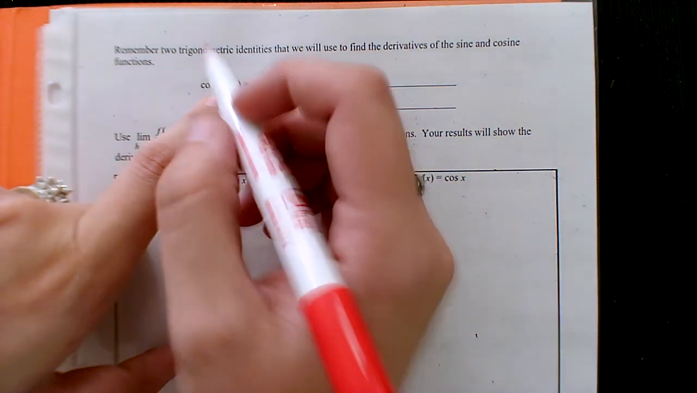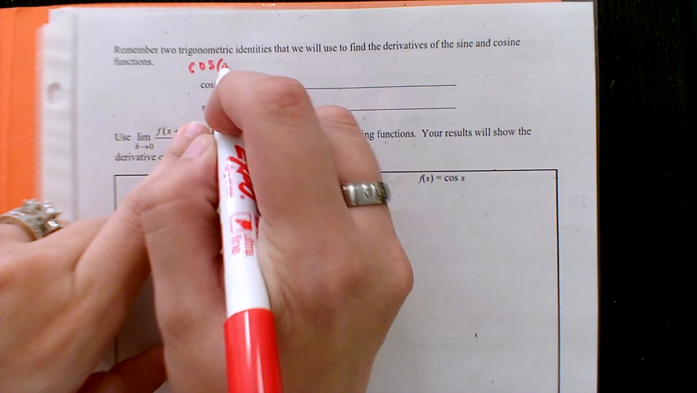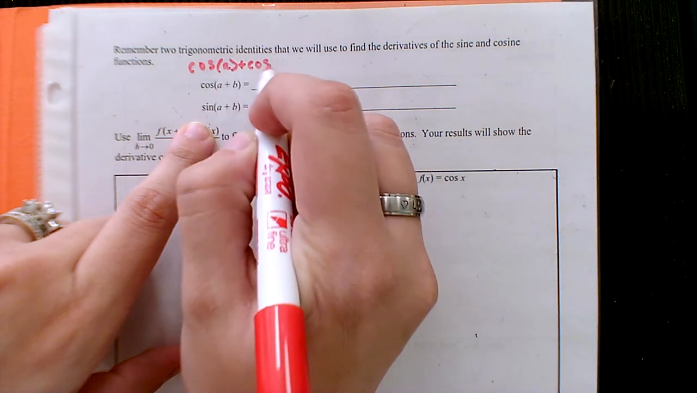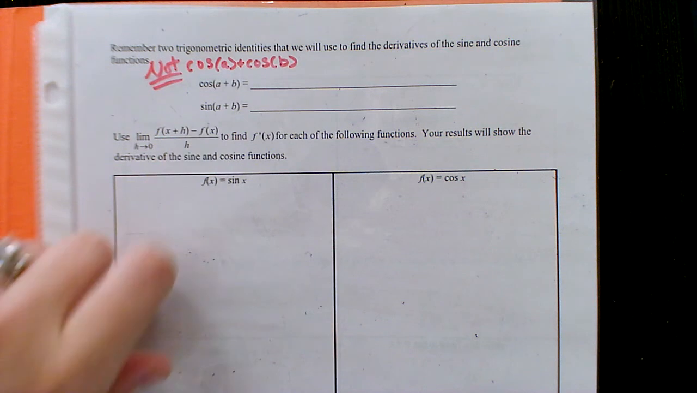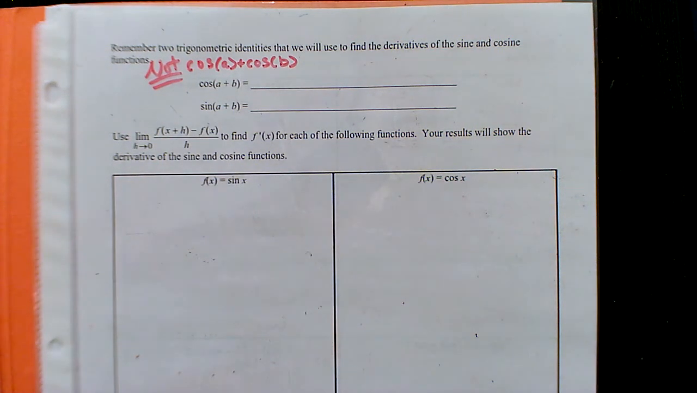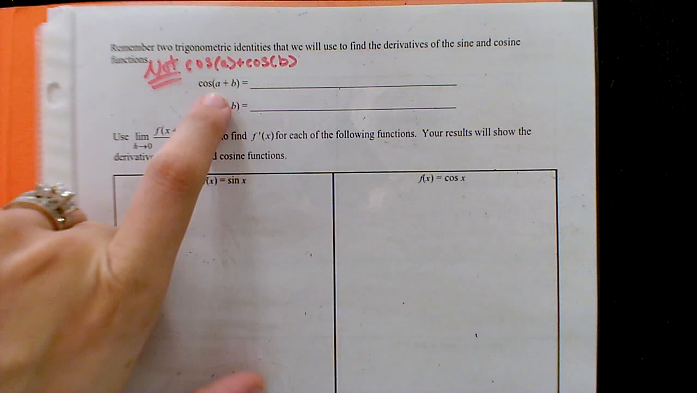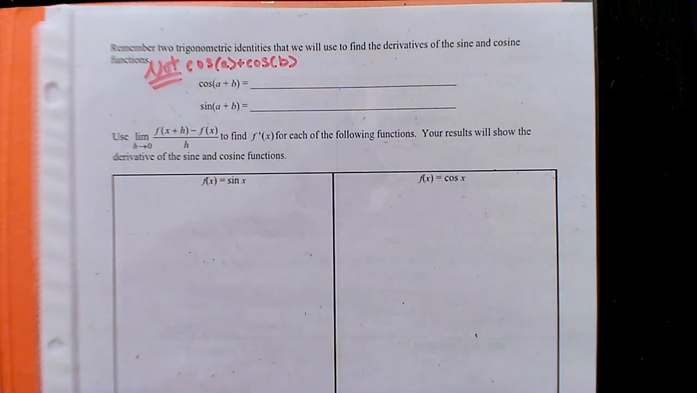I'm going to write this down: this is not cosine of A plus cosine of B. It's not like distribution. I don't know if I'm doing a good thing by saying this or a bad thing by writing it down and having you see it, and sometimes when you see it you remember it. But this is a bad thing to remember. It's not distribution.